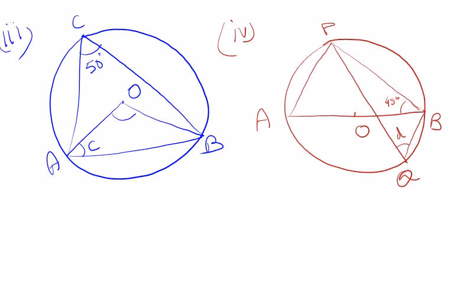So, this is the diagram. Fourth question. So, you can find out APB is 90 degrees because the angle in a semicircle is 90 degrees. So, if it is 90 degrees, then 90 plus 45. So, you can find out this angle. Okay. Once you know this angle, then what will you do?